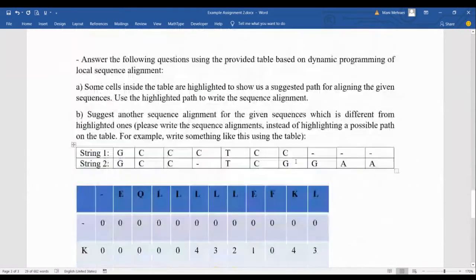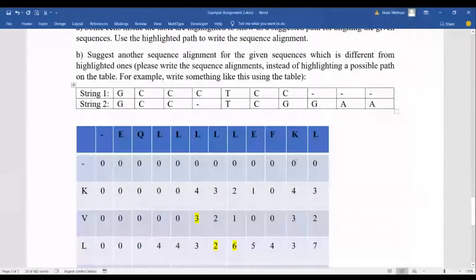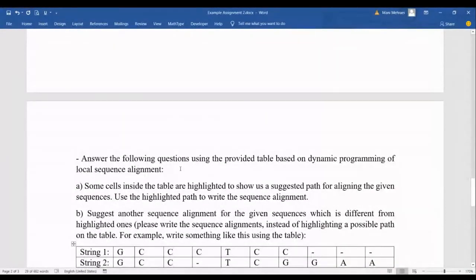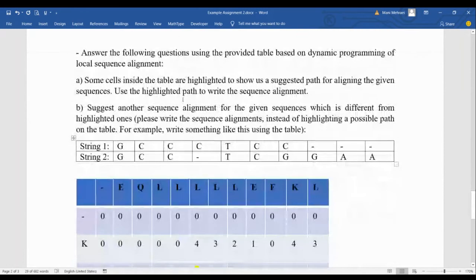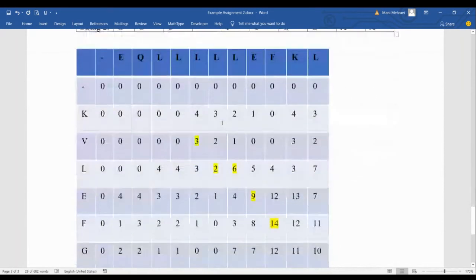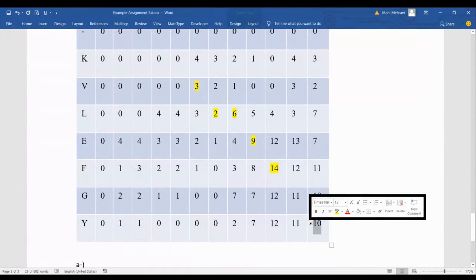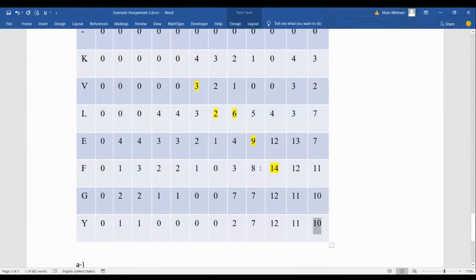So let's move on to the last question. Answer the following questions using the provided table based on dynamic programming of local sequence alignment. When we say local sequence alignment, it means that I don't necessarily start my tracing back from the endpoint here. I start from the maximum number that I can find in the table. Anyway, it's given to you here in the table.